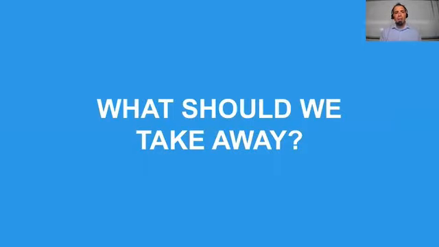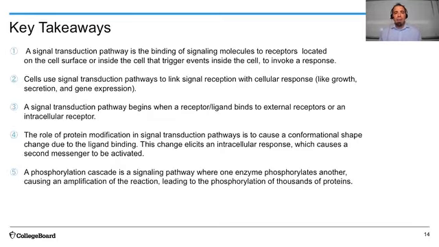So what should we take away? So 1, a signal transduction pathway is the binding of a signaling molecule to a receptor located on the cell surface, which I showed you, or inside the cell that triggers events inside the cell to invoke a response. Again, pause these key takeaways if you're trying to process it all. 2, cells use signal transduction pathways to link signal reception with cell responses, so like growth, secretion, gene expression, whatever has to be accomplished. A signal transduction pathway begins when a ligand binds to external receptors or an intracellular receptor. Again, depending on what kind of molecule it is, determines if it's going to attach on the cell membrane or inside the cell.